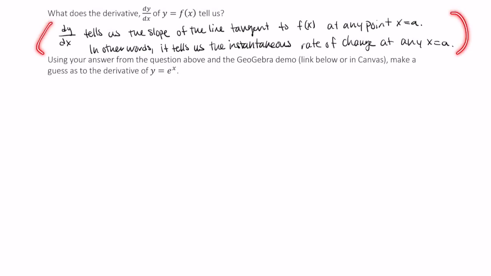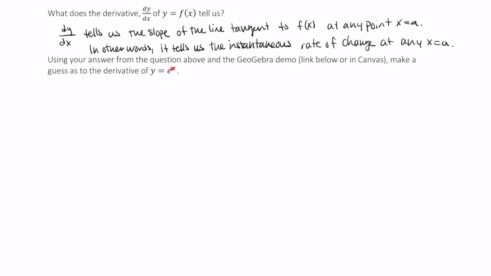So here it is written down and reiterated. The first derivative tells us the slope of the line tangent to this function at any point x equals a. And we can also rephrase this: this value here tells us the instantaneous rate of change at any point. And these are equivalent statements.